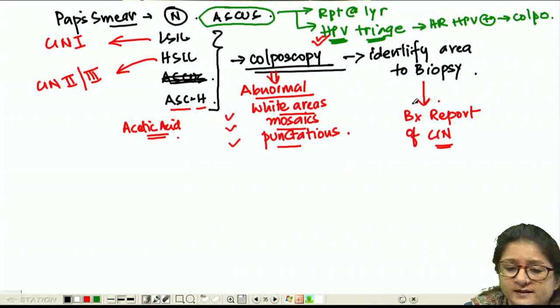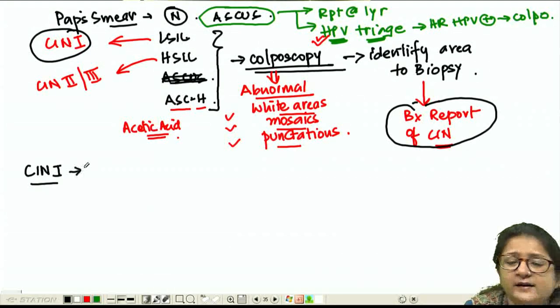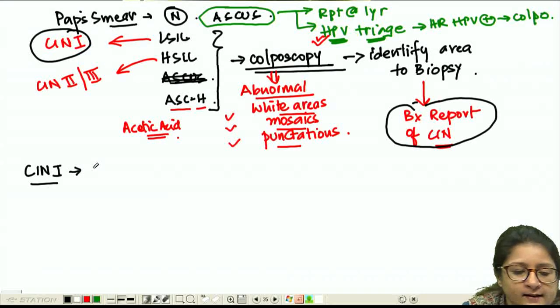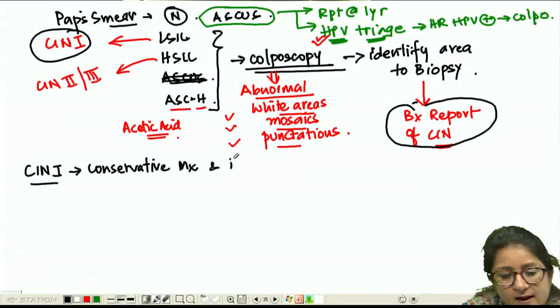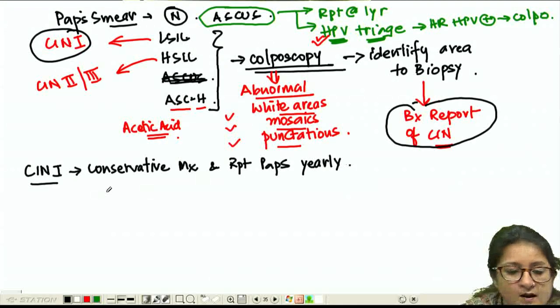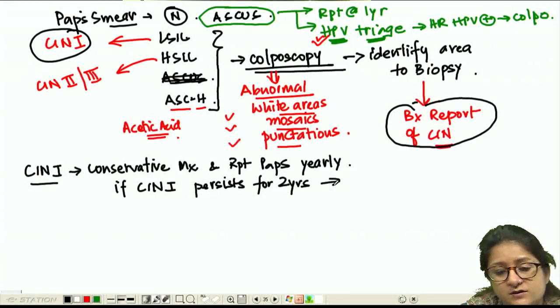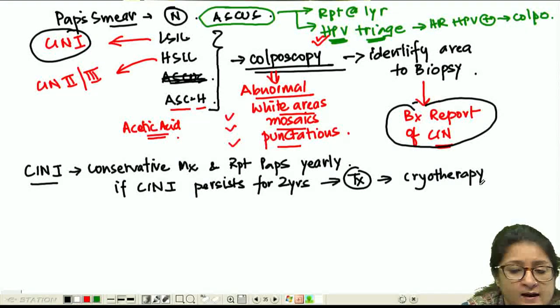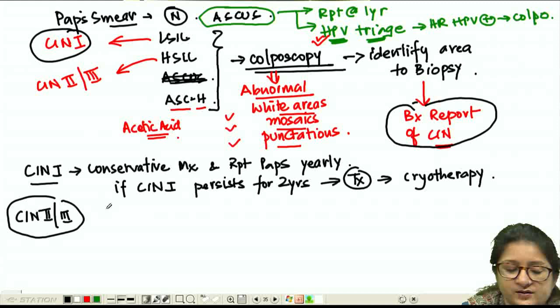Alright, now if the biopsy says CIN1, then CIN1 need not be treated immediately. CIN1 is managed conservatively, with repeat PAPs yearly. If CIN1 persists for 2 years, then we have to treat, and the treatment can be done in the form of cryotherapy, right? On the other hand, if it is CIN2 or 3, CIN2 or 3 needs to be treated immediately.